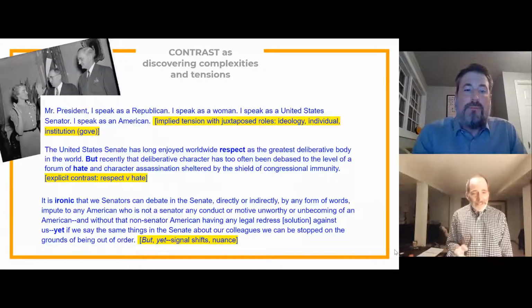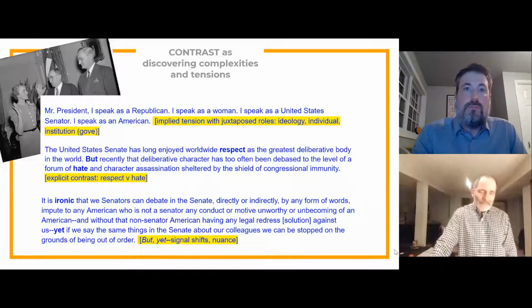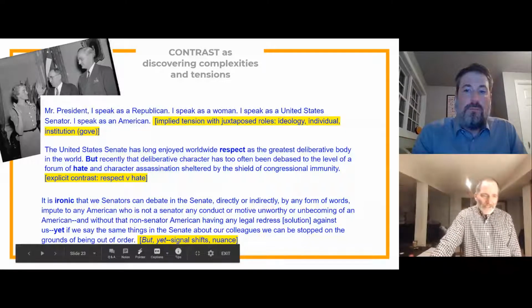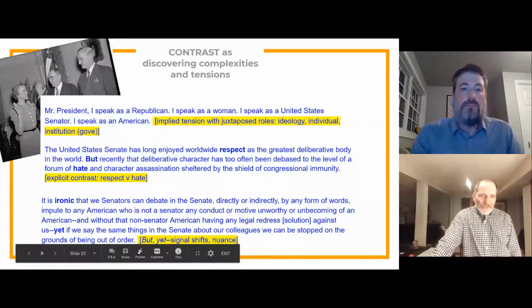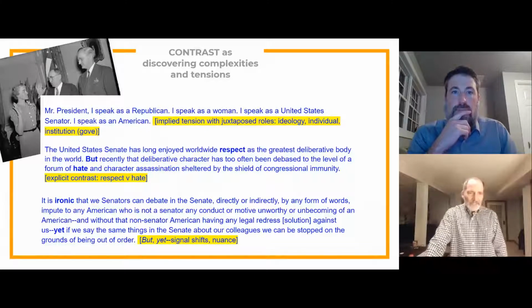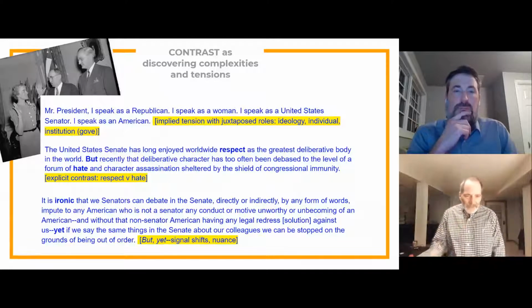And again, if we understand the context, we know that Republicans, senators, and Americans don't always have the same perspective. The second paragraph, we can start to teach students transitional words, looking for contrasts. Words like "but." For example, "The United States Senate has long enjoyed worldwide respect as the greatest deliberative body in the world, but recently that deliberative character has too often been debased to the level of a form of hate." And so respect versus hate, with that middle marker of the word "but," that's an explicit contrast.